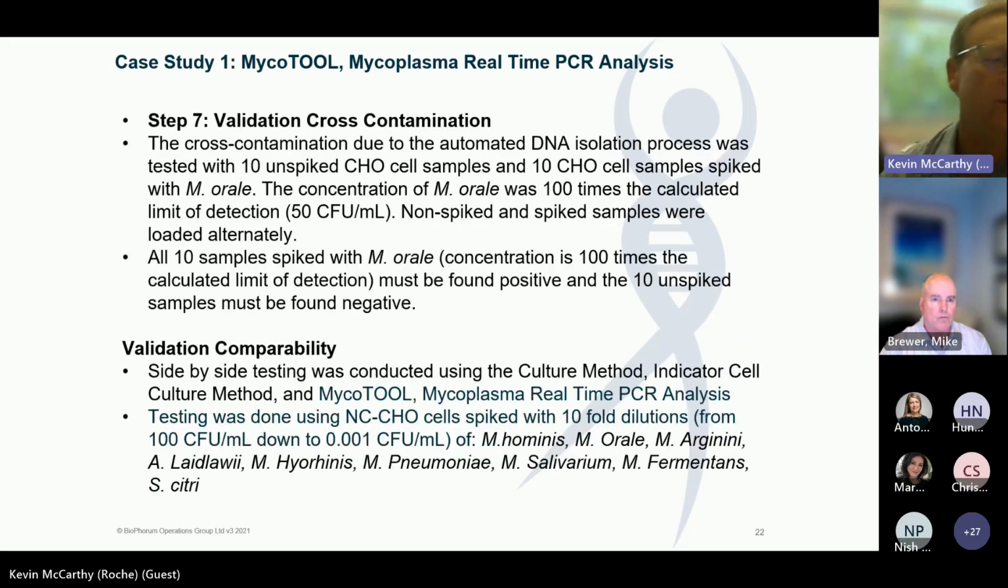And we also looked at validation comparability. We did side-by-side testing with the culture method and the indicator culture method as well. Testing was done using NC CHO cells spiked with 10-fold dilutions of the target species, and the concentrations were at 100 CFU and down to 0.001 CFU per mil.